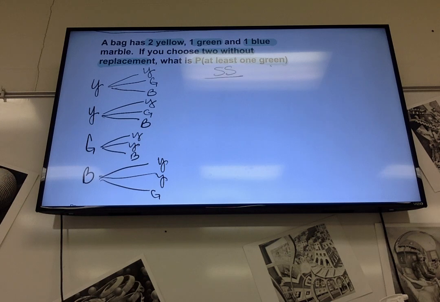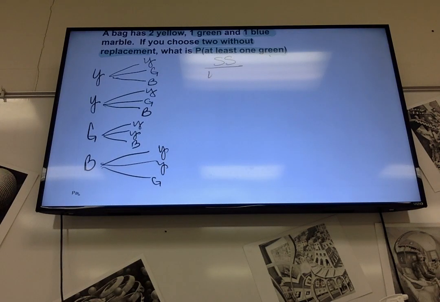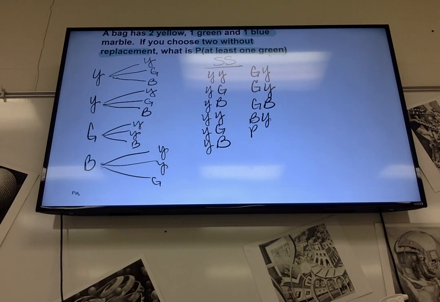Remember, sample space is just a list of all the things that can happen. So yellow, yellow, yellow, green, yellow, blue, yellow, yellow, yellow, green, yellow, blue, green, yellow, green, yellow, green, blue, blue, yellow, blue, yellow, blue, green.